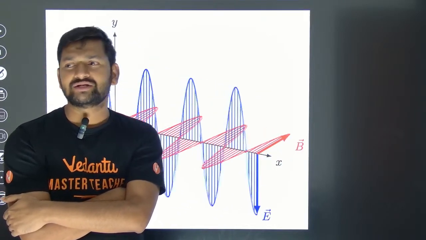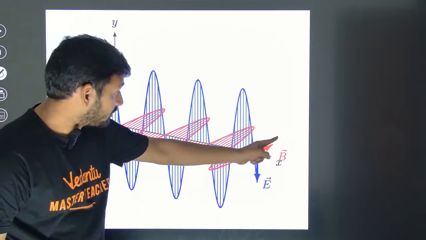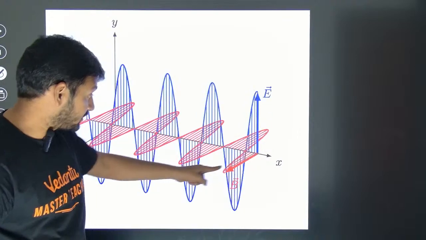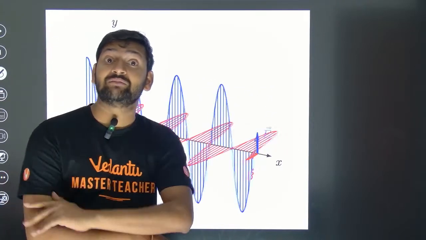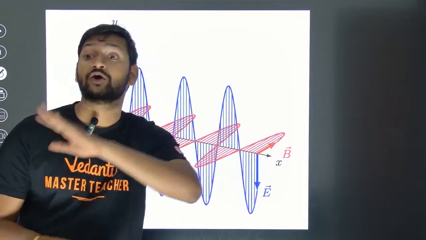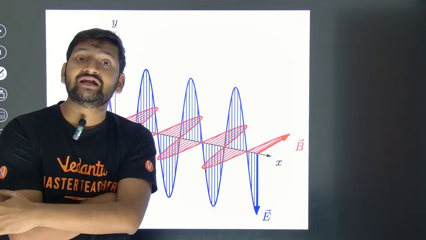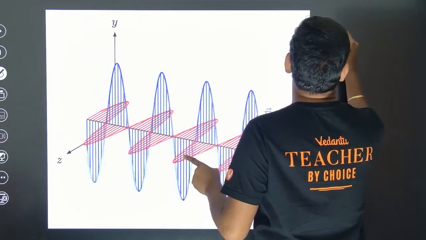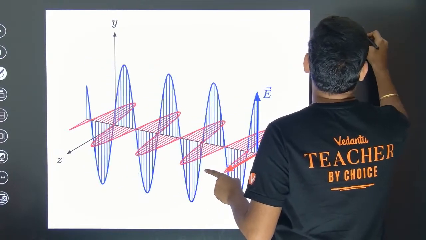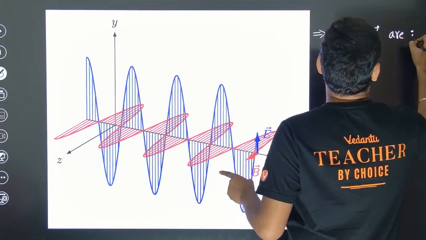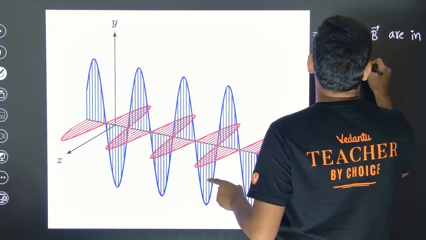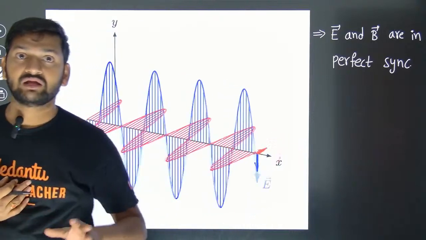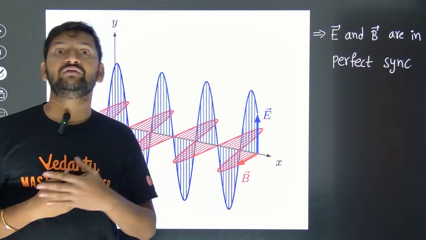And do you notice anything interesting? Both of them are reaching their maximas at the same time, and both of them are becoming zero at the same time. Both of them reach their positives at the same time. Both of them reach their negatives also at the same time. That means electric field and magnetic field are in perfect sync or not. Only thing is that they are oscillating in different planes. But can I claim that electric field and magnetic field are in perfect sync? What do I mean? I mean that they become zero at the same time, they reach their positive extremes at the same time, they reach their negative extremes at the same time.